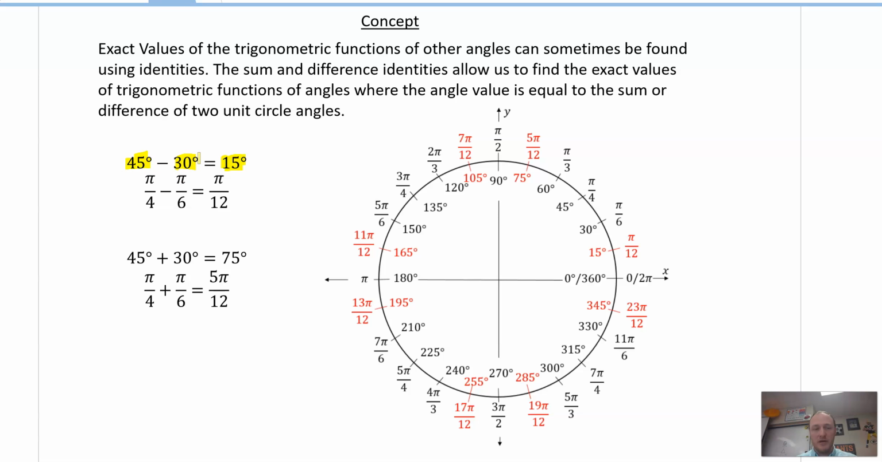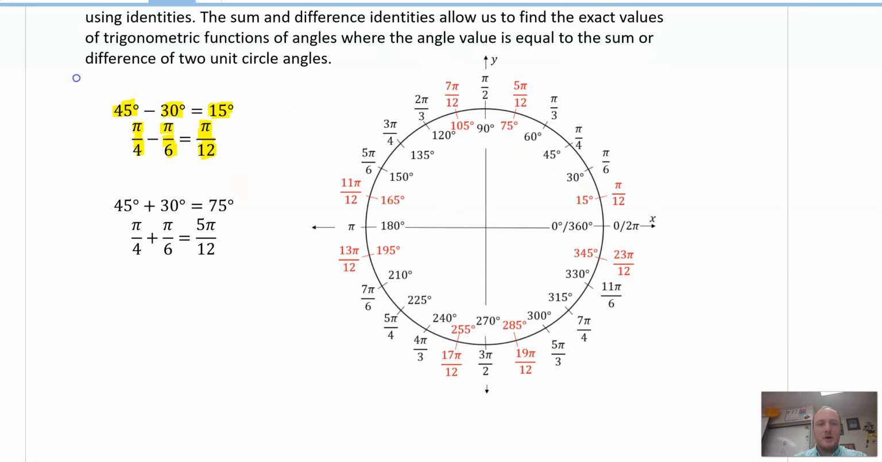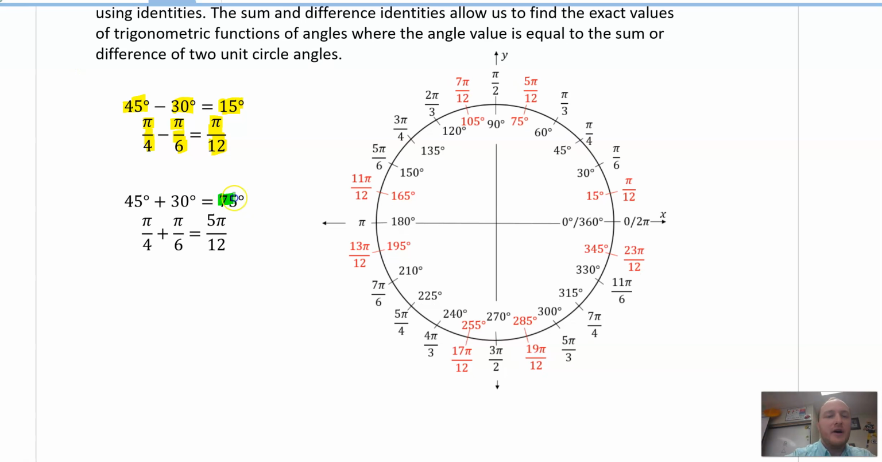And I know the coordinate locations of a 45 degree angle and a 30 degree angle. Converted to radians, this would be pi 4ths minus pi 6, which would give us pi over 12. That would be a difference, subtraction. Well, what if I wanted to find a 75 degree angle? Using, again, the angles that I know, 30 degrees and 45 degrees make up 75. So I could add those angles together to give us 75. And that's kind of what we're going to do.